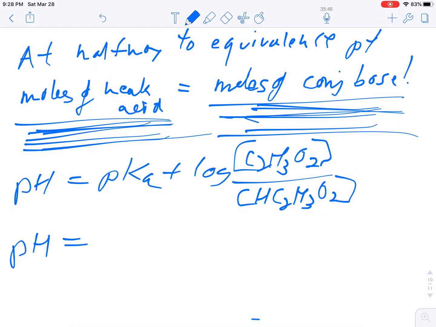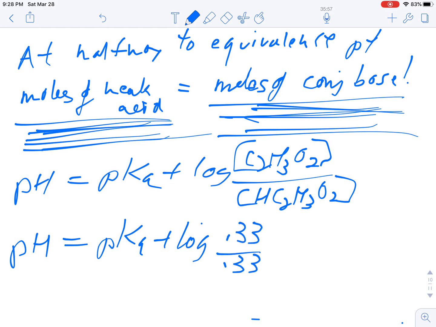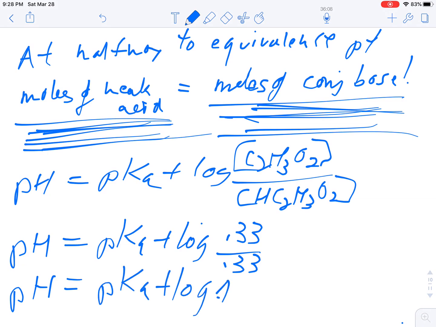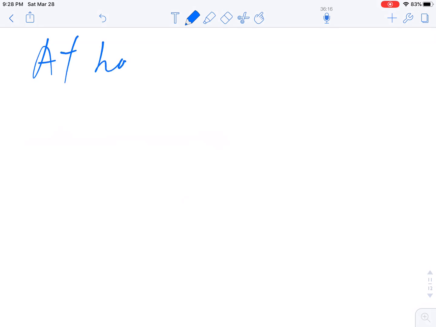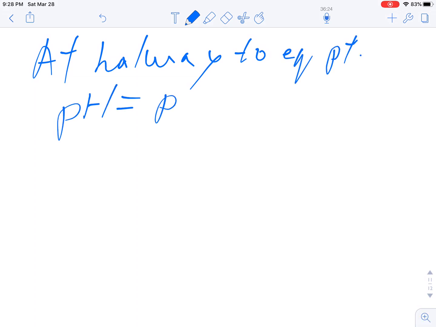So what happens here? What happens at halfway to the equivalence point? At halfway to the equivalence point, you will always be taking the log of 1. Always. And the log of 1 is 0. So at halfway to the equivalence point, the pH is equal to the pKa.